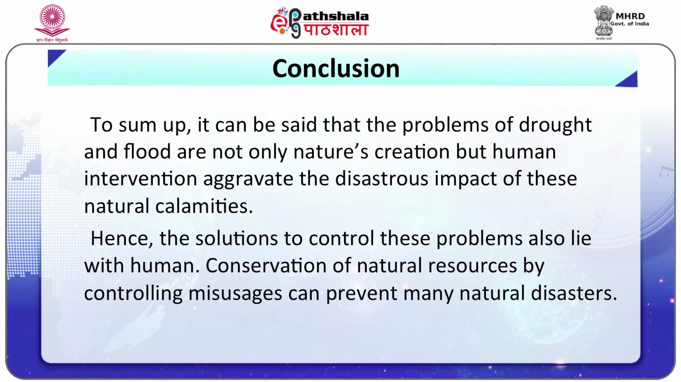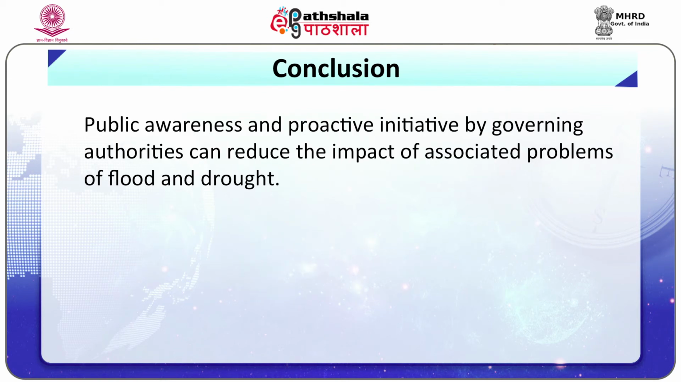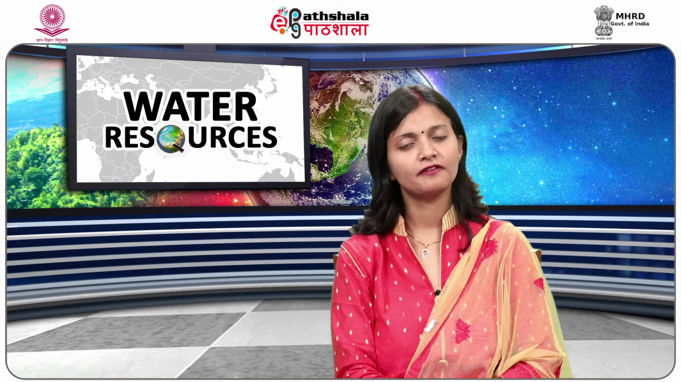Now, to conclude, I can say that the problems of drought and flood are not only nature's creation, but human intervention aggravates the disaster impact of these natural calamities. Hence, the solution to control these problems also lies with humans. Conservation of natural resources by controlling misuse can prevent many natural disasters. Public awareness and proactive initiatives by governing authorities can reduce the impact of associated problems of flood and drought.